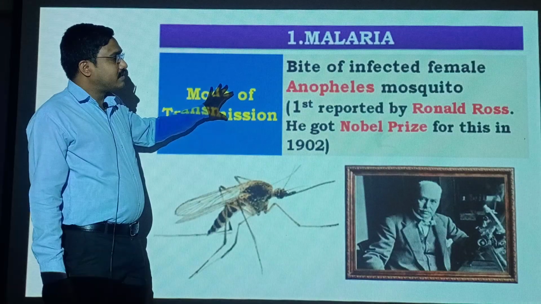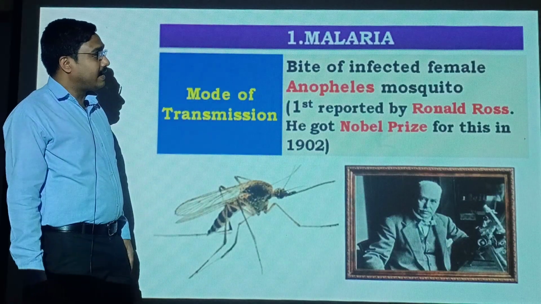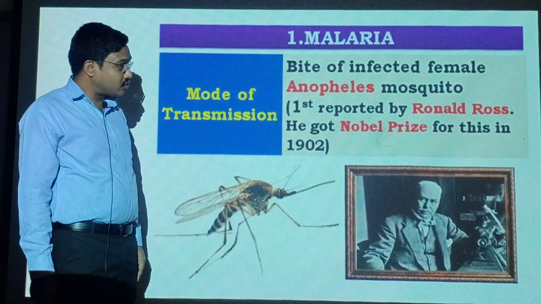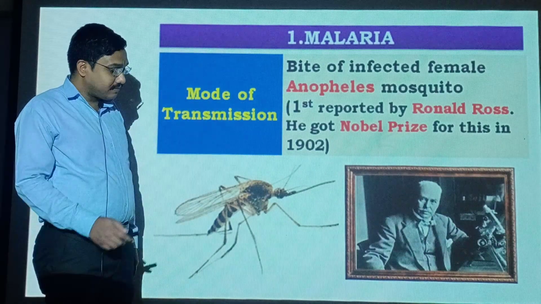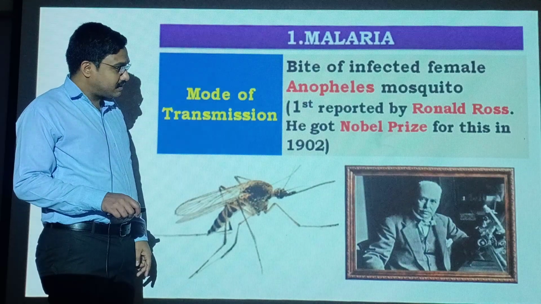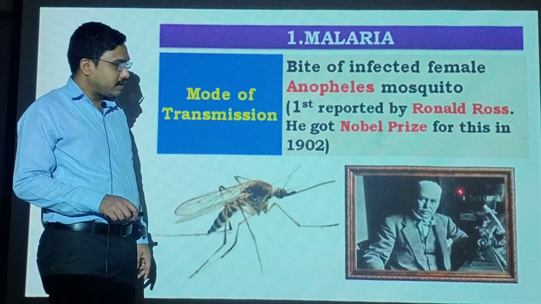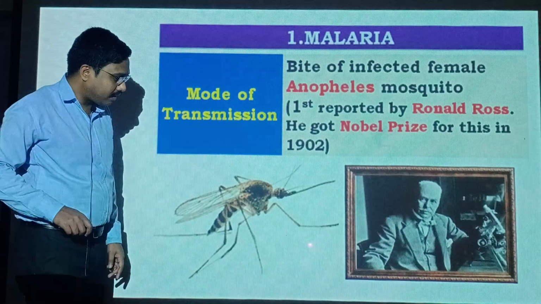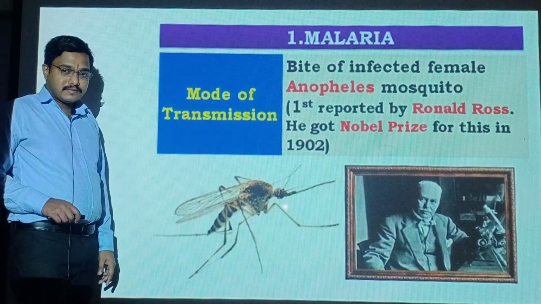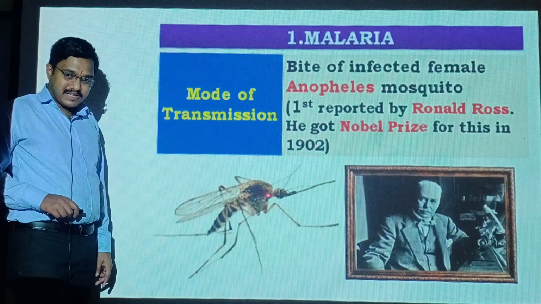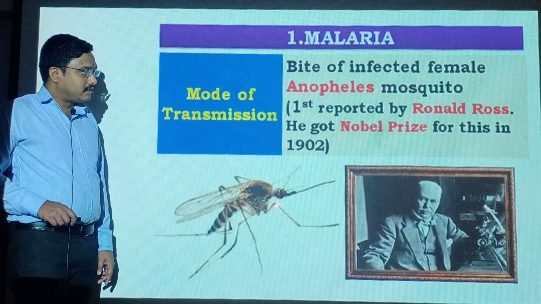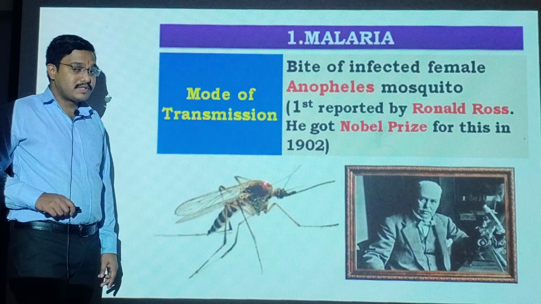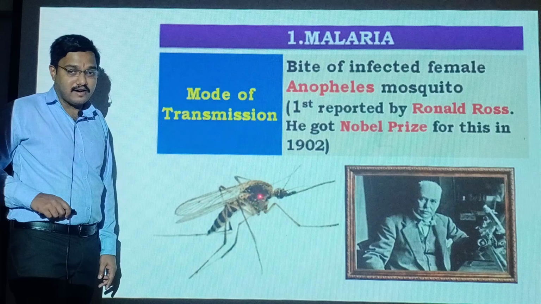Mode of transmission is by bite of infected female Anopheles mosquito. This is first reported by Ronald Ross. He got Nobel Prize for this in 1902. He is Ronald Ross. He got Nobel Prize for first reporting that female Anopheles mosquito is responsible for spread of malaria.